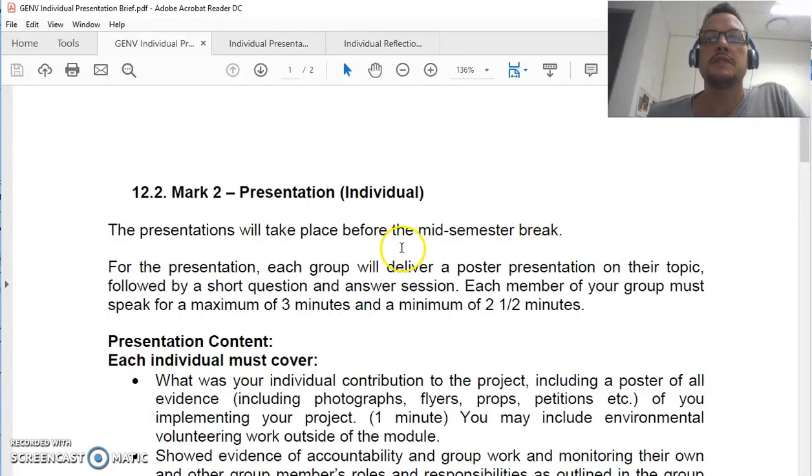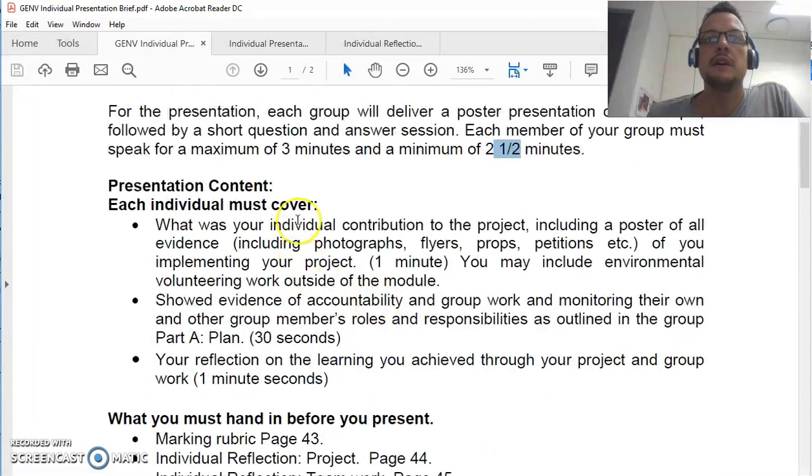If we have a look at your presentation brief, this counts 20% towards your overall mark. A reminder that you speak for a maximum of 3 minutes and a minimum of 2.5 minutes. So what do you have to cover? Each individual must cover what was your individual contribution to the project, and here you must include on your poster all evidence. So this can be photographs, flyers, posters, any props that you might have made, petitions, any evidence that you have of you contributing and implementing to your project. You may also include any environmental volunteering work that you do outside of this module.